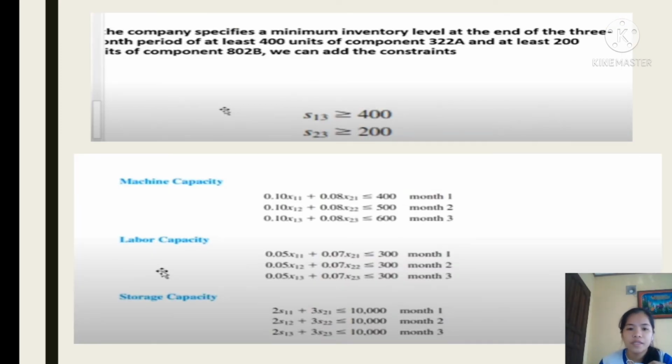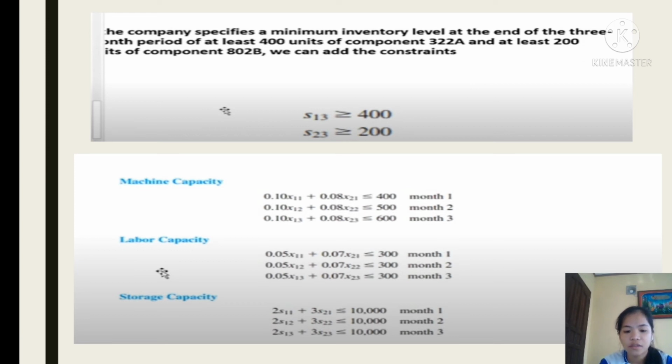If the company specifies a minimum inventory level at the end of the 3-month period of at least 400 units of component 322A and at least 200 units of component 802B, we can add the constraints s13 greater than or equal to 400 and s23 greater than or equal to 200. Suppose that we have additional information on machine, labor, and storage capacity.